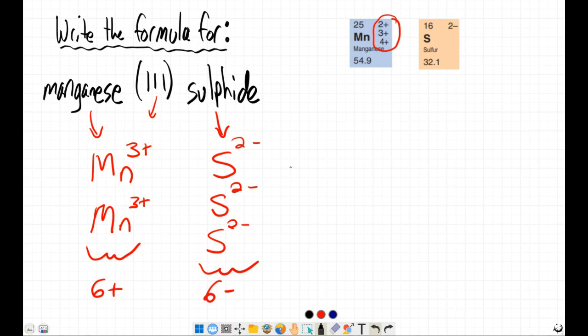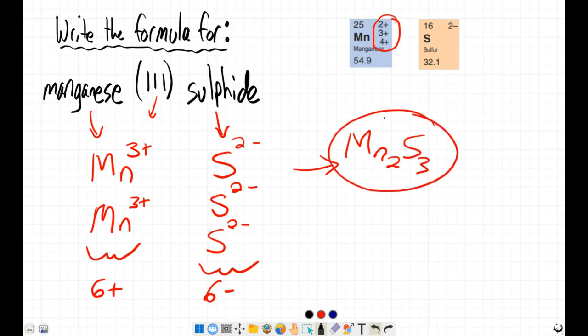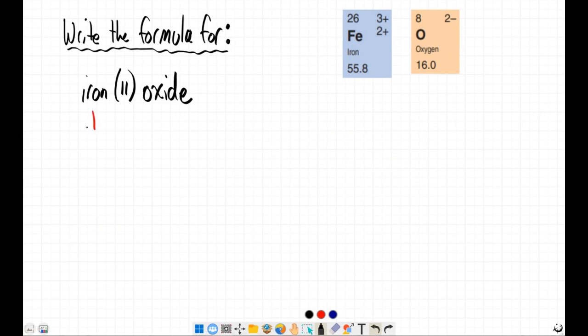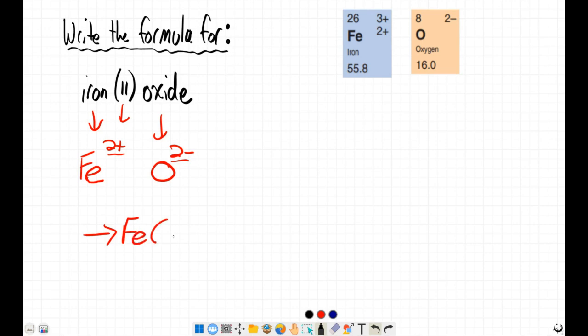These are now balanced, so our final answer will be Mn2S3. Mn2S3, manganese 3 sulfide. For iron 2 oxide, again, we check the periodic table for the symbols. So iron is Fe and oxide is O. Oxide has a 2 negative charge, and the iron, the Roman numeral tells us that it has a 2 plus charge. The two charges are the same number, they're balanced, so our final answer will be FeO.